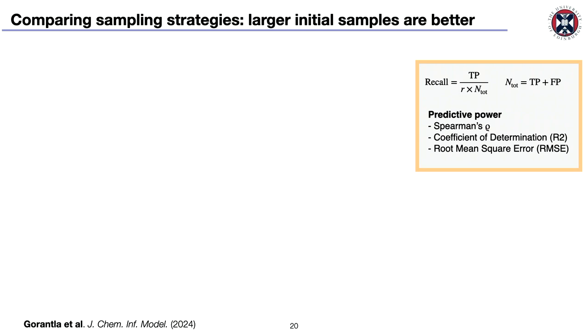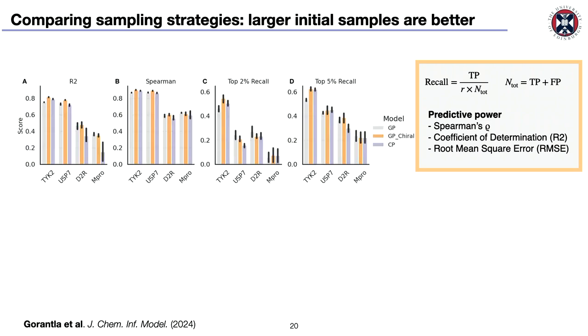So what are we interested in terms of predictive metrics? We're interested in recall. So can we recall our top 2% and top 5% compounds? And then also we're looking at things like Spearman rho, determination coefficient, and so forth. So here's quite a lot to take in.